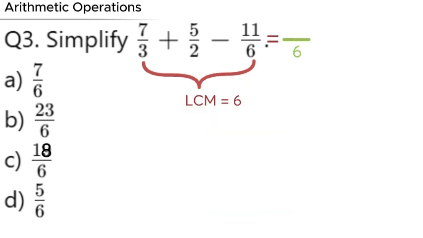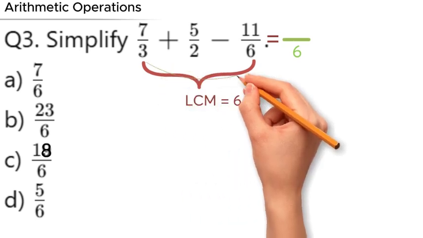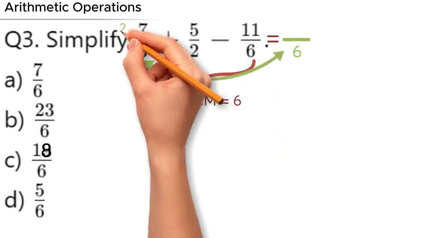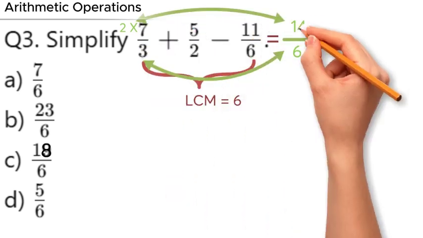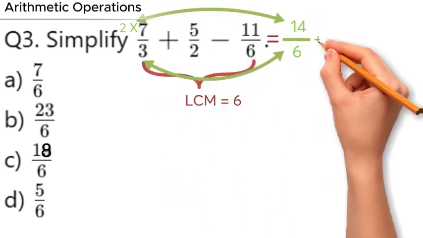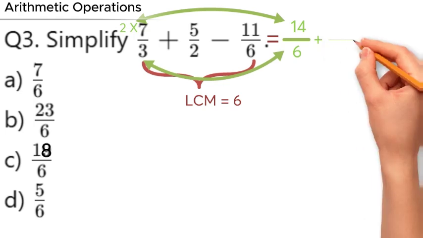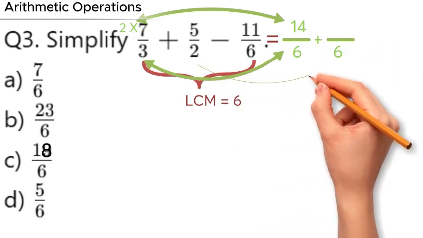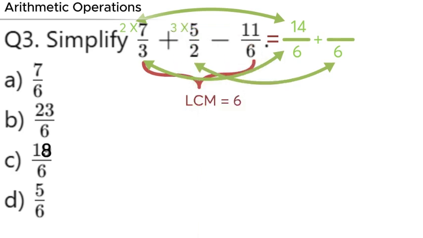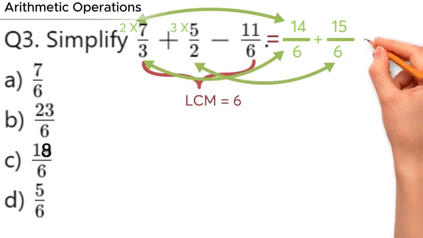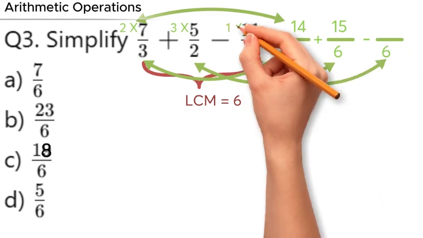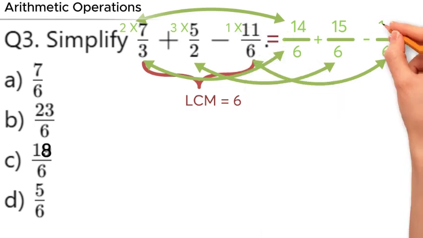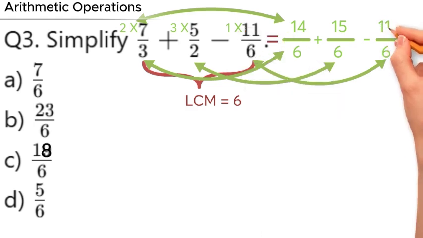Let's convert 7 thirds into that form by dividing 6 by 3. It is equal to 2. And then multiplying 2 by 7, which is equal to 14. Therefore, it is 14 over 6. For 5 halves, 6 divided by 2 is 3, and 3 times 5 is equal to 15. Therefore, it is 15 over 6. Lastly, for 11 sixths, 6 divided by 6 is 1, and 1 times 11 is 11. Therefore, it is 11 over 6.